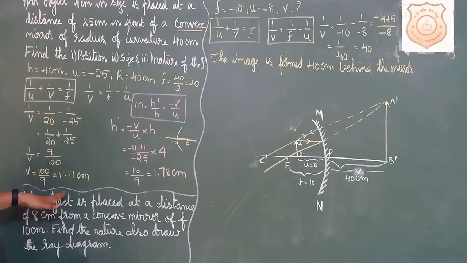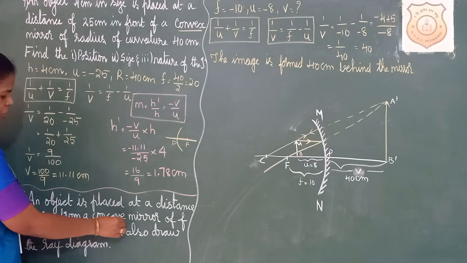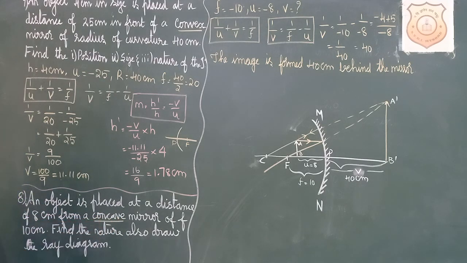problem, an object is placed at a distance of 8 centimeters in front of a concave mirror. See, it is placed in front of a concave mirror at 8 centimeters distance. So u is equal to minus 8.